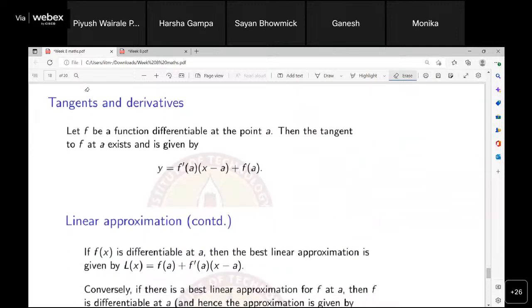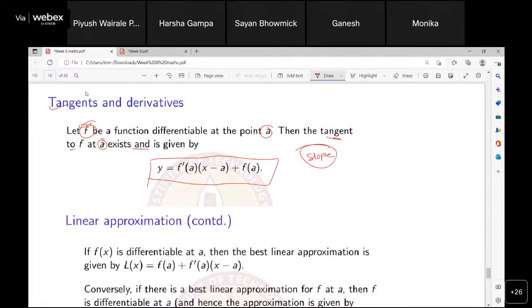Now, the last topic is tangents and derivative and linear approximation. Suppose we have a function f differentiable at a point a, then the tangent to this particular curve at a exists and is given by this equation. And suppose I want to find out the slope, then what do you have to do? Sir, f dash of a would be the slope.